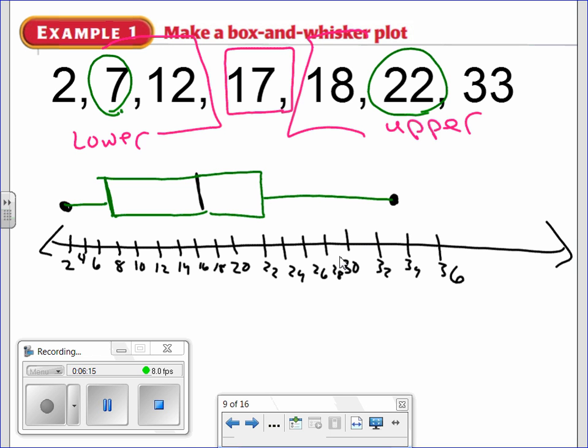Does that bring you back memories? Pretty easy stuff. Not bad at all. Okay, I think the next one we just get to look at some already made box and whisker plots and answer some questions.